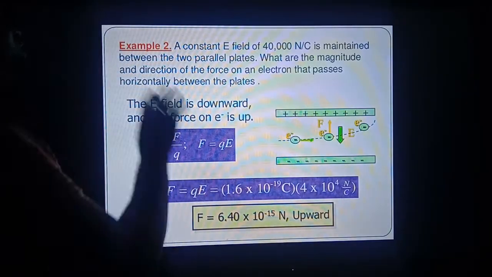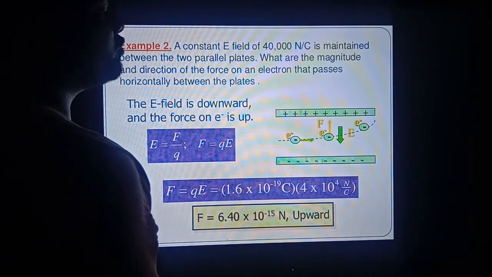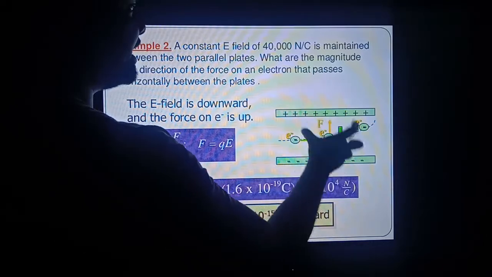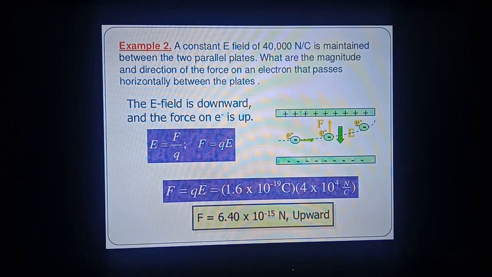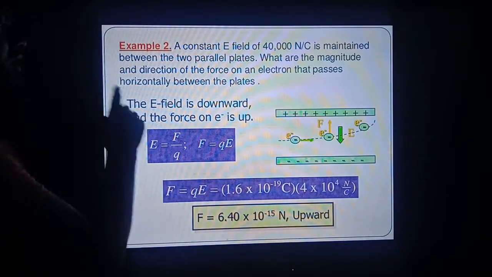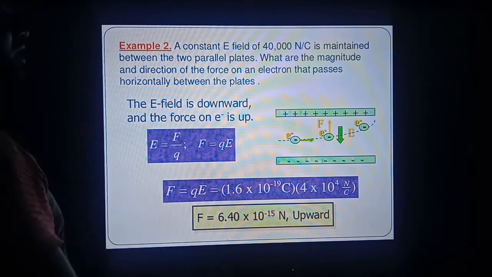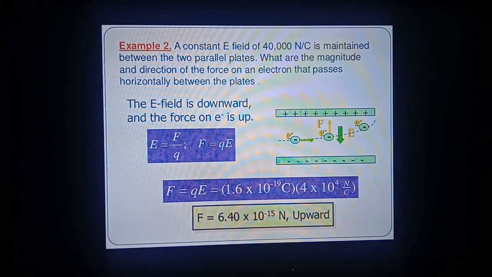What are the magnitude and the direction of the force on an electron? Meaning you have to find out the magnitude as well as the direction of the force on each electron that passes horizontally between the plates. Meaning electrons are trying to pass between the plates. Now, the E field or electric field is downward and the force on the electron is upward.